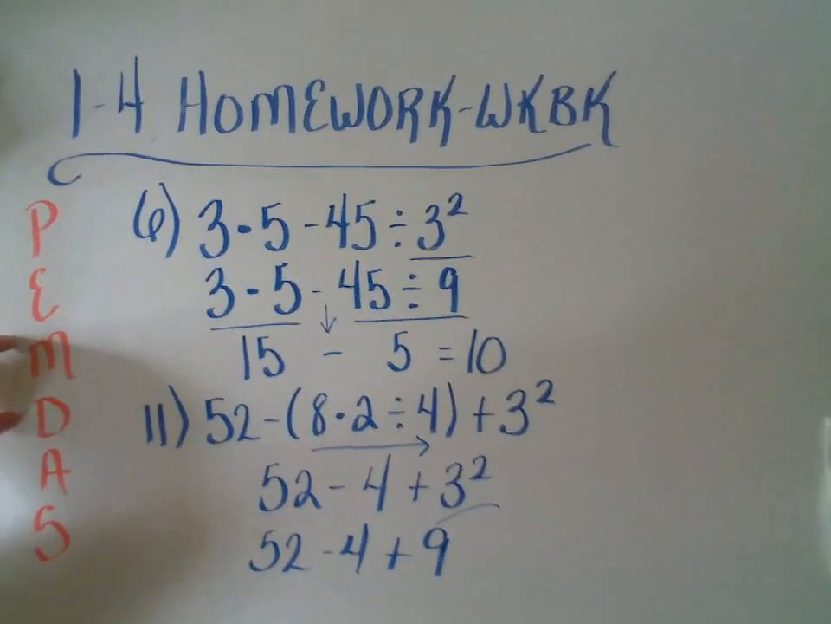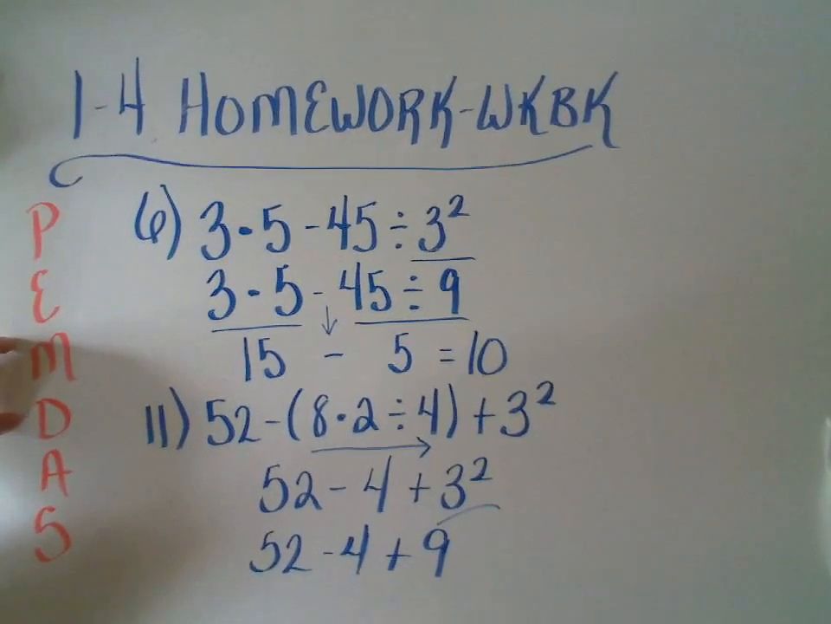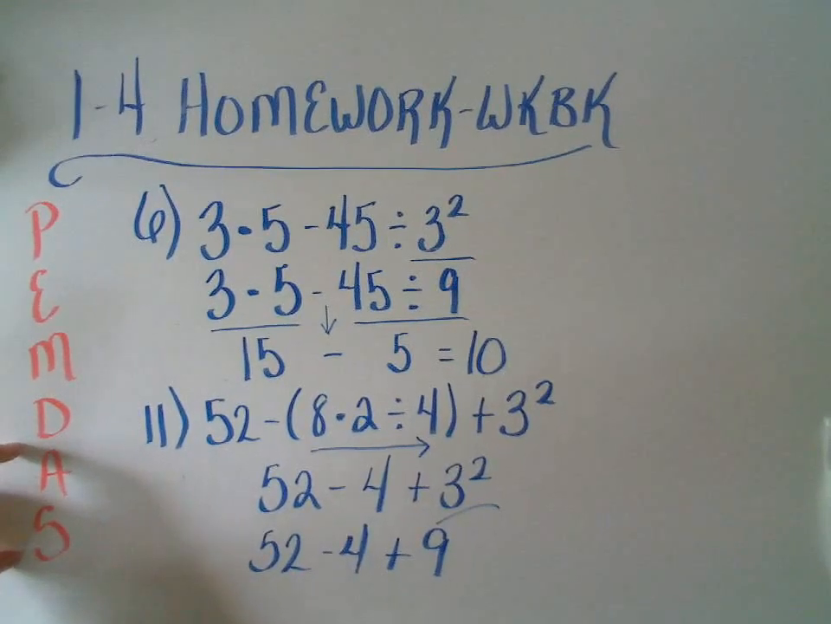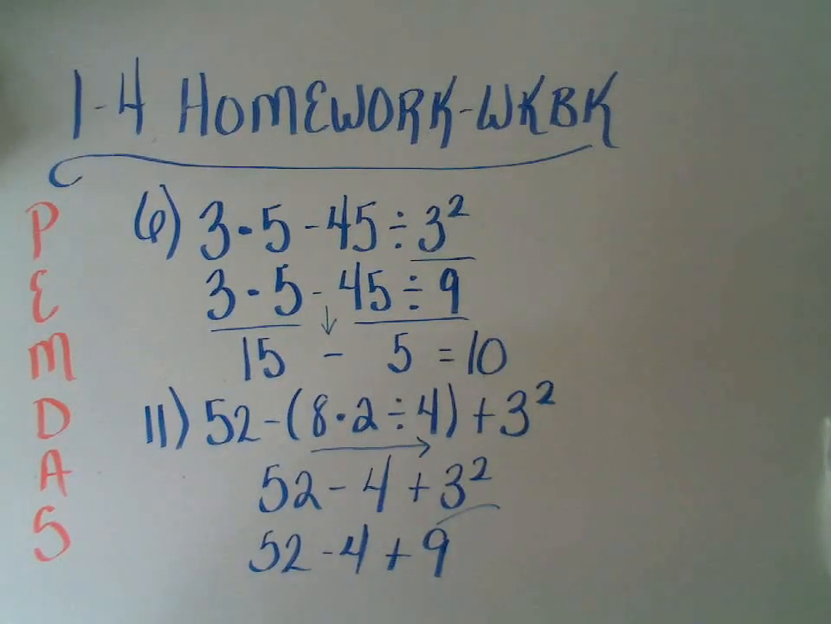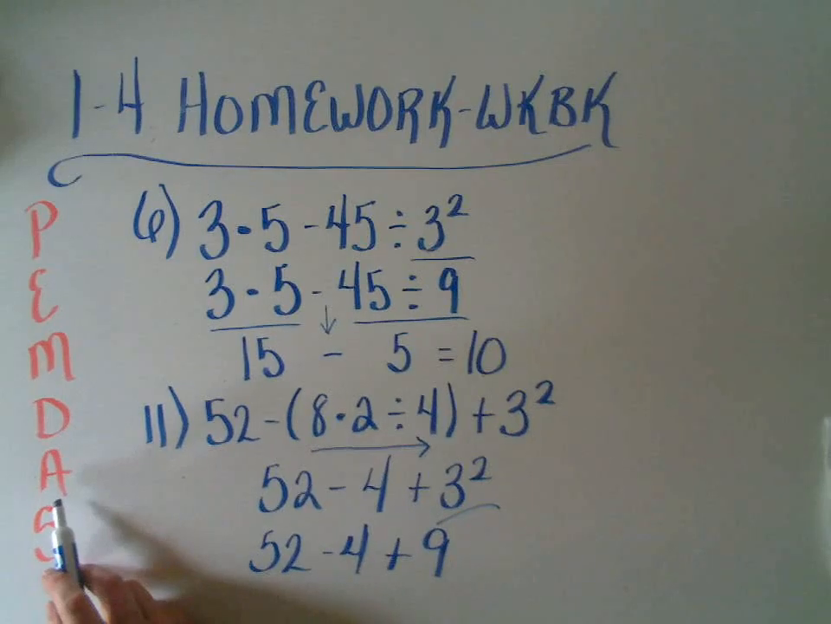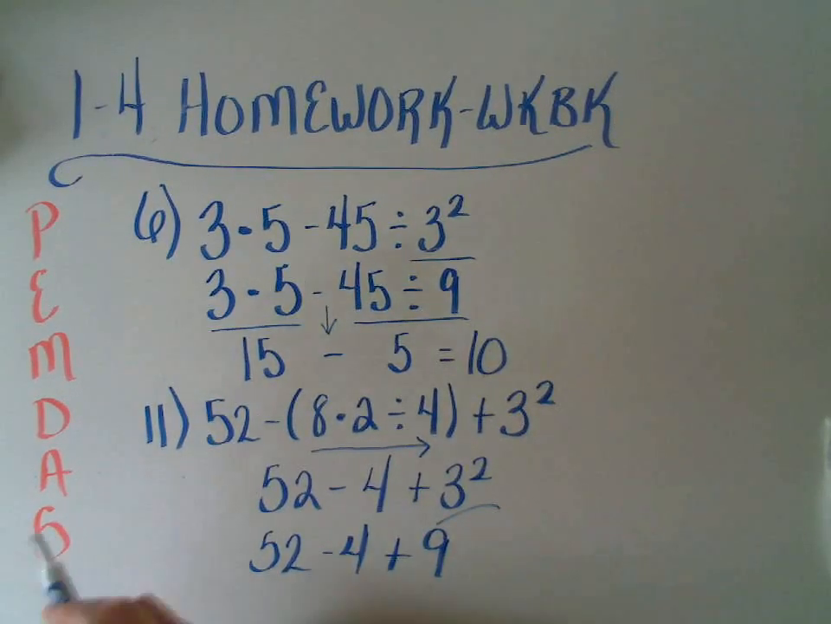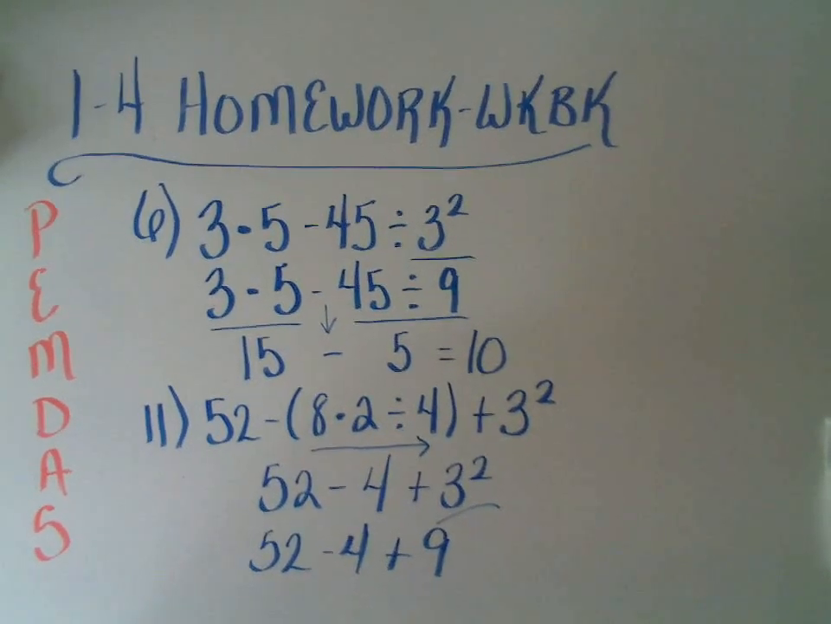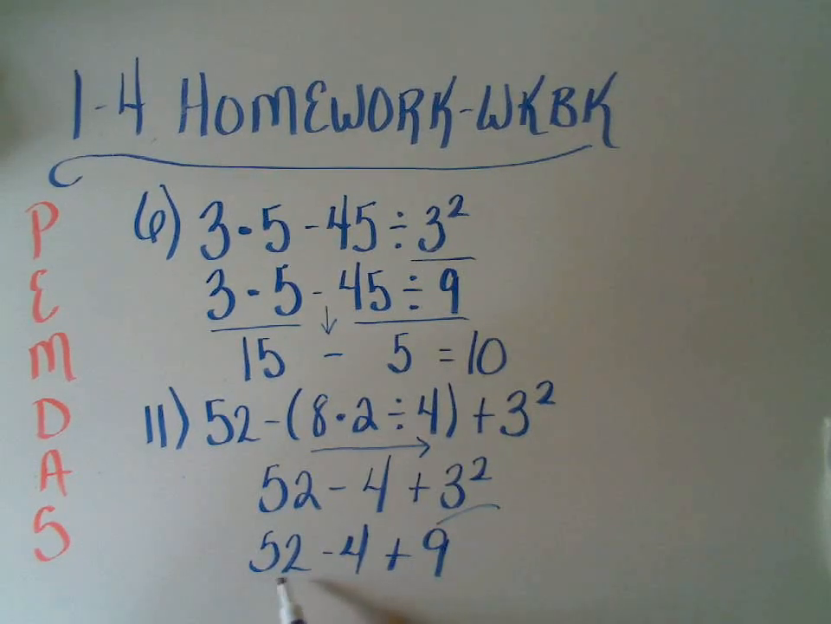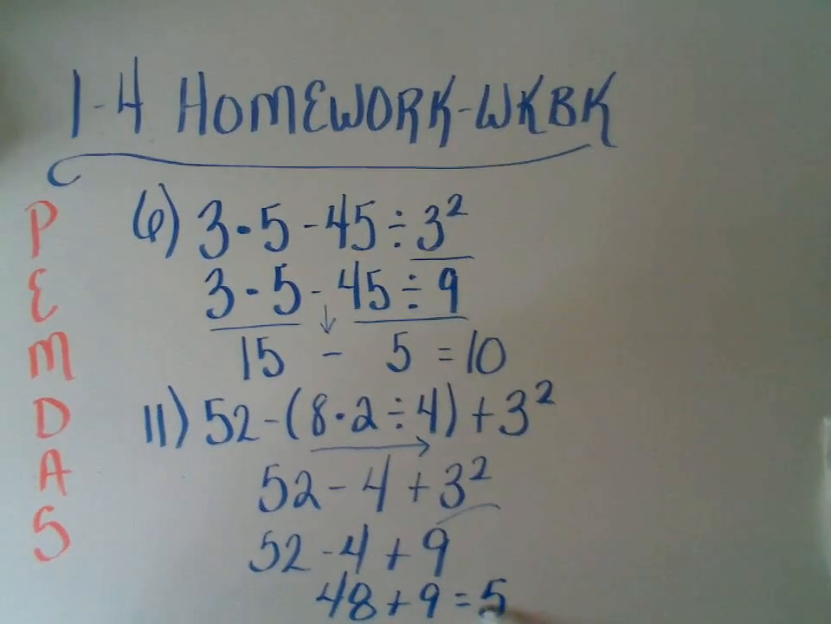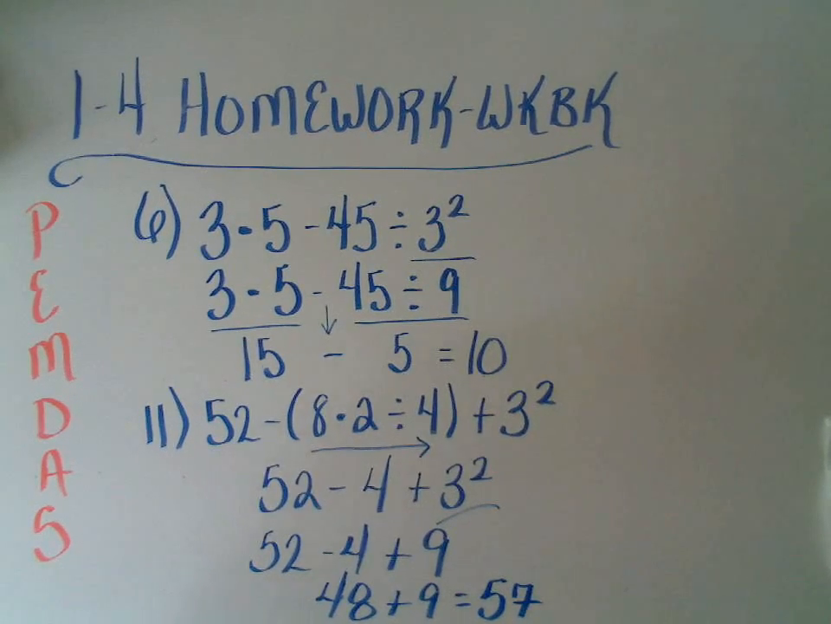All right, multiply and divide would be next, but I don't have any of those, and add and subtract would finish. Well, I have both of those, and again, it doesn't matter if addition were to be first or subtraction. It's not an order thing, it's just left to right here. Okay, so 52 minus 4, that's 48, and 48 plus 9 is going to change into 57. And that's the simplified expression, 57.